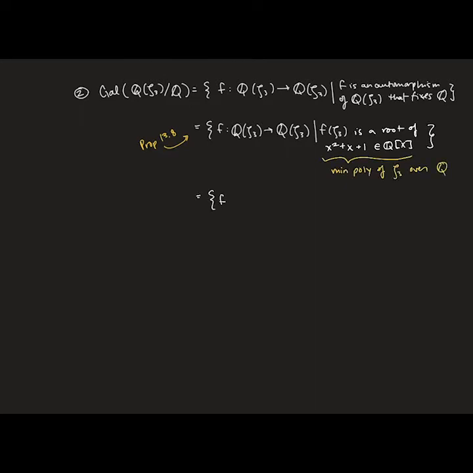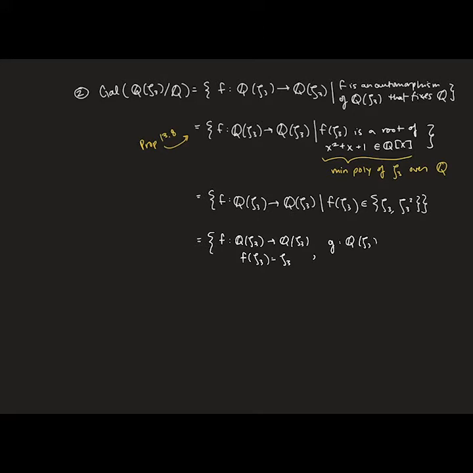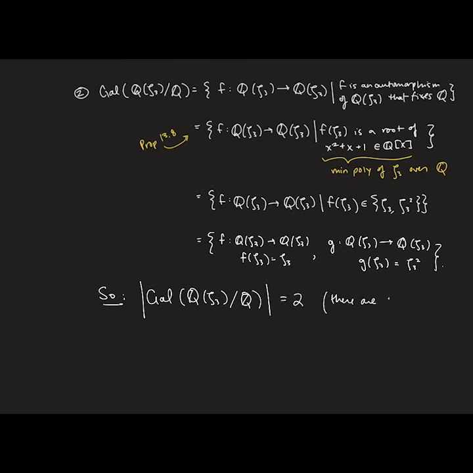The possible roots of this thing in Q adjoin zeta 3 are zeta 3 or zeta 3 squared. And so the possible automorphisms either send zeta 3 to itself or they send zeta 3 to zeta 3 squared. And zeta 3 to itself is just the identity automorphism for this thing. So the Galois group here of Q adjoin zeta 3 over Q, when we look at its size, it has two different automorphisms. Up above we named them F and G.